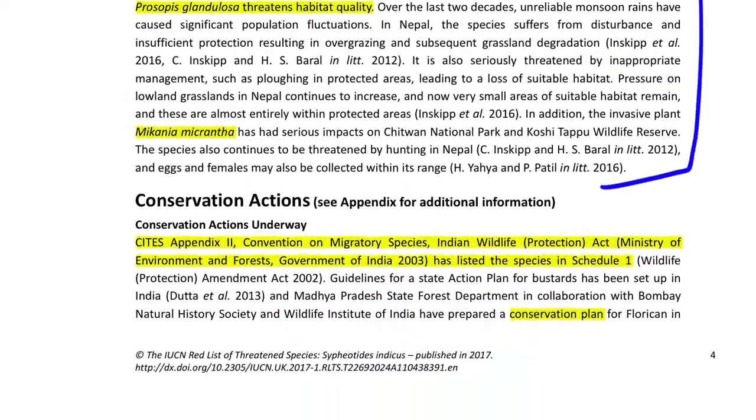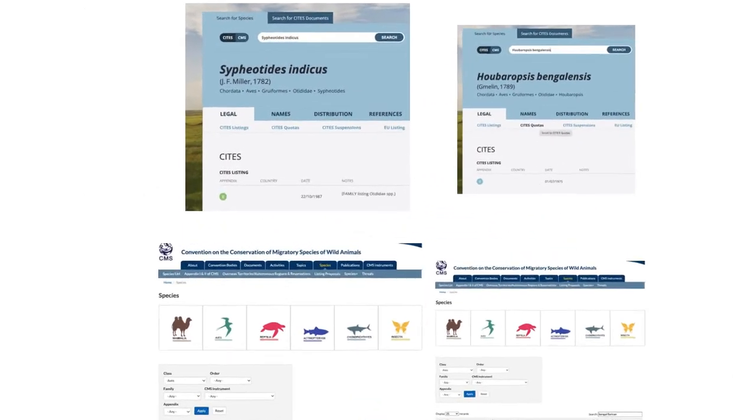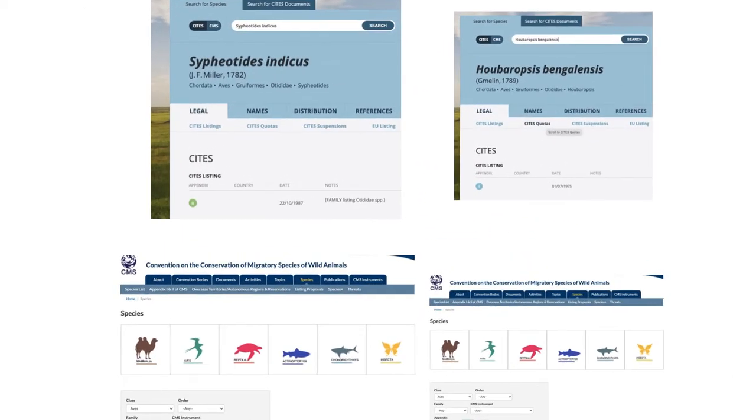We need to come to the listing of this species under various international agreements, and this is where a lot of confusion is there. So when we talk about the Lesser Florican, it is listed under CITES Appendix 2, yes, but it is not listed in the CMS. I'll show you the proof in the next slide. The Convention on Migratory Species does not list this bird, and it is listed under Schedule 1 of the Indian Wildlife Act of 1972.